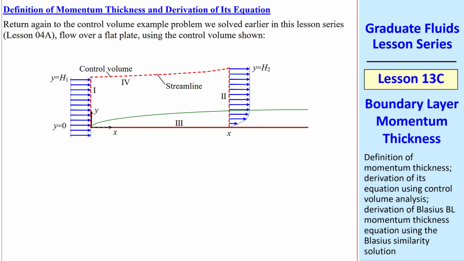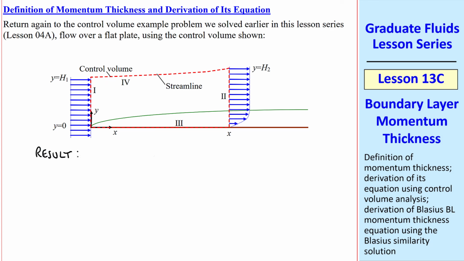I'll refer back to the control volume example problem that we solved in Lesson 4A, namely flow over a flat plate, where we used the control volume technique. Recall our control volume had the wall as its lower boundary and a streamline as its upper boundary, the inlet at the beginning of the plate and the outlet at some x where there's a boundary layer that has developed.